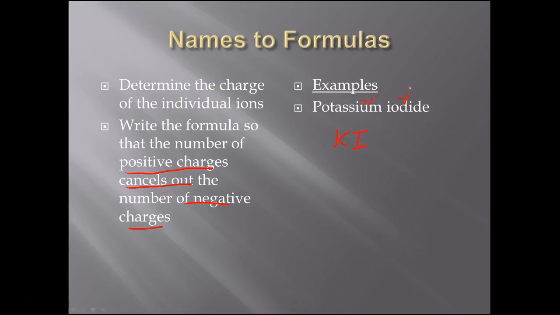A plus 1 and a minus 1, they cancel out, so we don't need to change the number of elements that we have in our formula here. We only need 1 potassium and 1 iodine to cancel these charges out. So let's go on to another example.